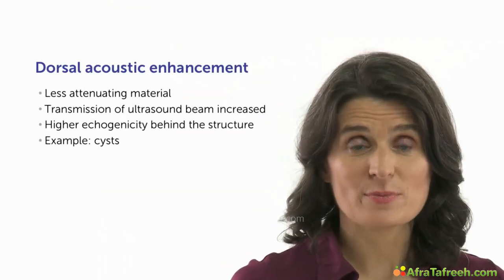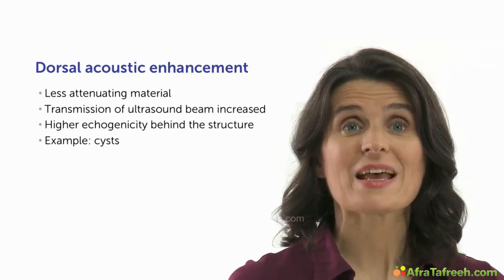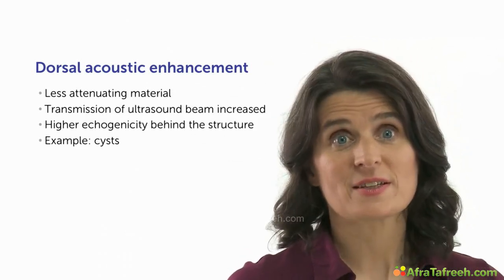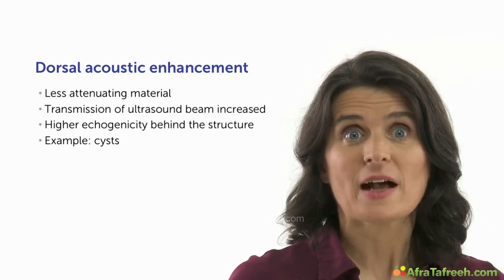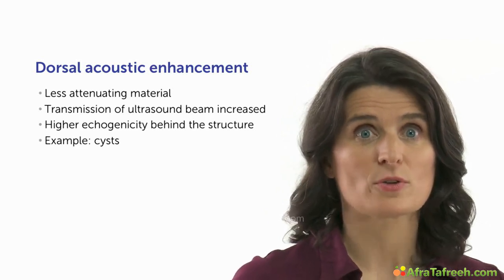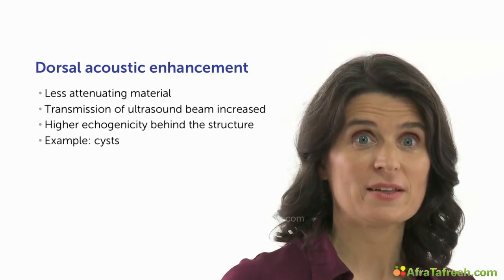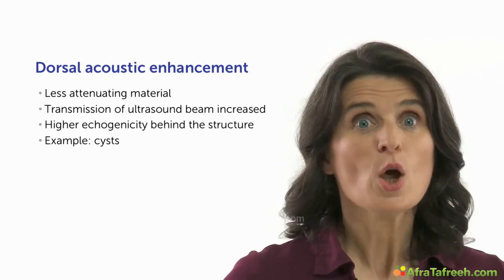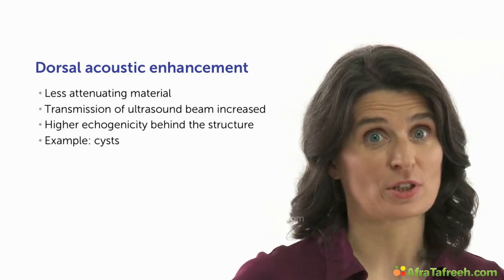Let's start with the dorsal acoustic enhancement. This is definitely a helpful tool, for example, to differentiate cystic structures from solid ones. Dorsal acoustic enhancement occurs when the ultrasound beam encounters a less attenuating material somewhere in the examined tissue. Mostly, this less attenuating material is fluid. The ultrasound beam is weakened less when it passes a structure filled with fluid. Therefore, the echoes distal to the structure show a higher intensity than other echoes received from a similar depth, but passing through solid tissue. We find a higher echogenicity behind the structure filled with fluid.